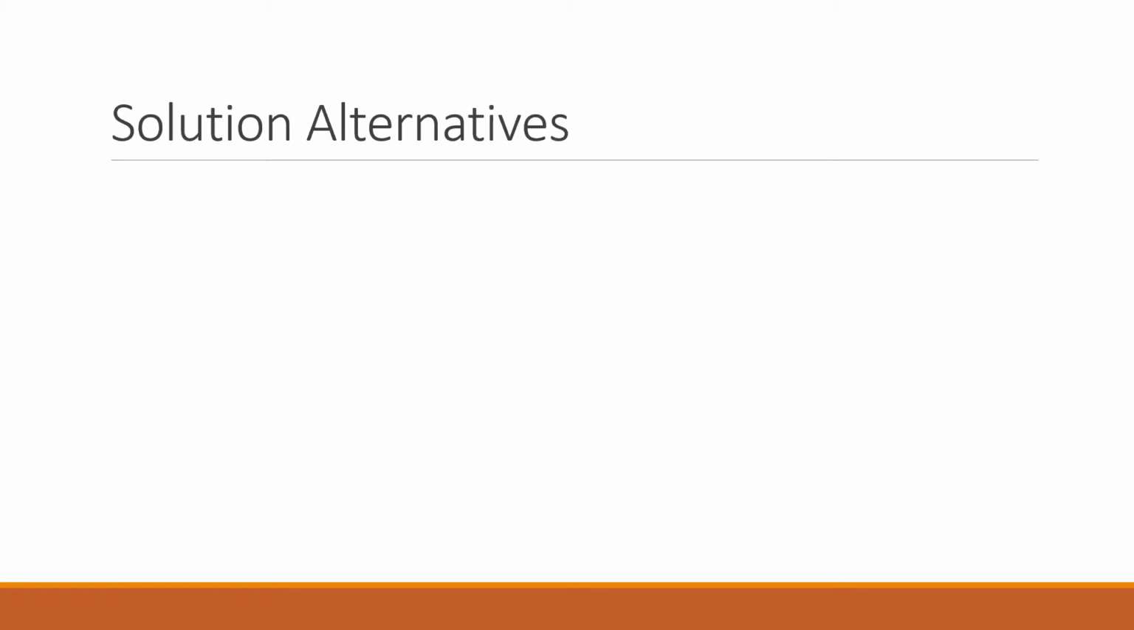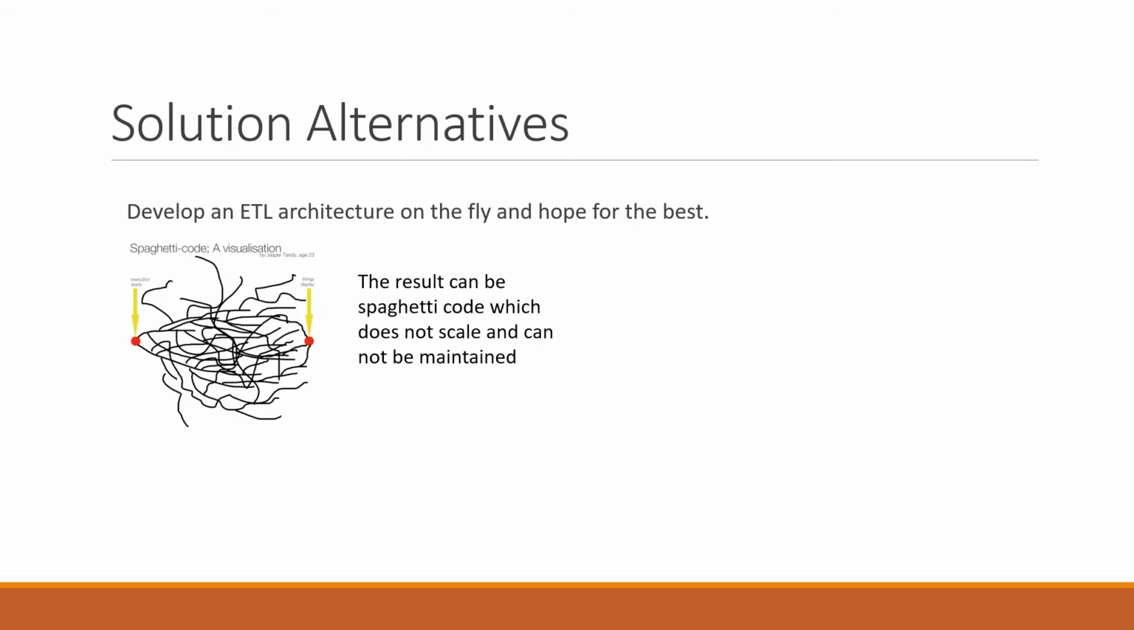So what are some alternatives to solving this problem? One is just develop your ETL architecture on the fly and hope for the best. The problem with this is you could end up with what we could call spaghetti code, whereas you discover new dependencies and new processes, you kind of duct tape them in, and you end up with something that can't scale, can't be maintained, and it's difficult to troubleshoot.